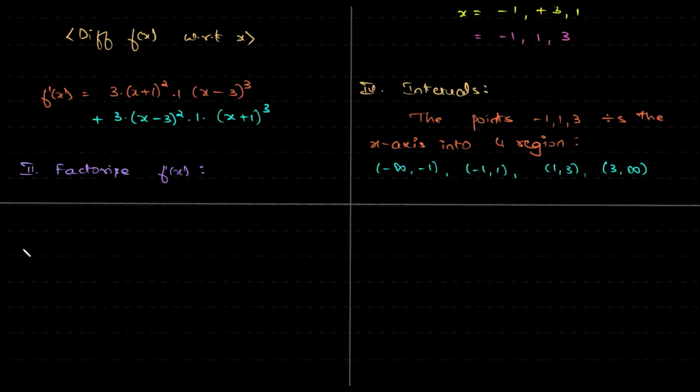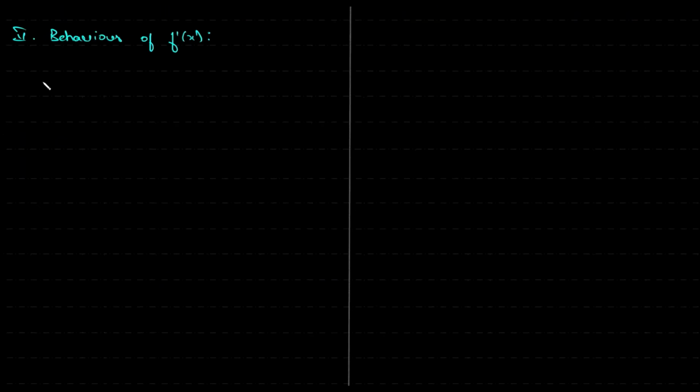So let's do that. So we have, how do I put it across? So the behavior of f prime of x. This is what we have to look at. So let's take the first case.